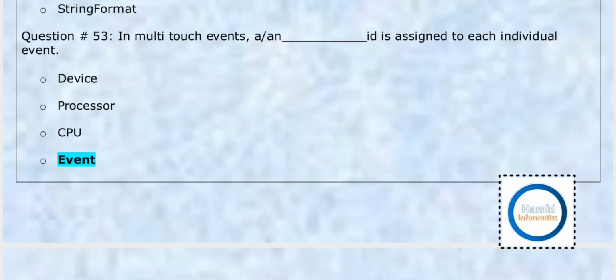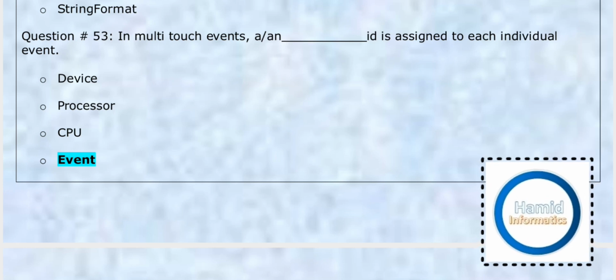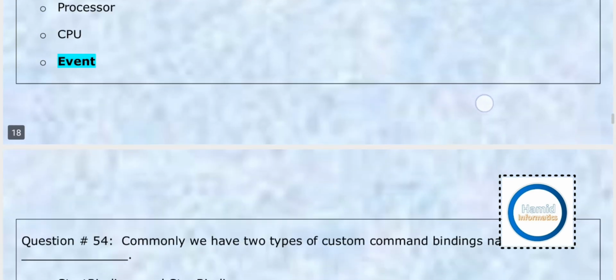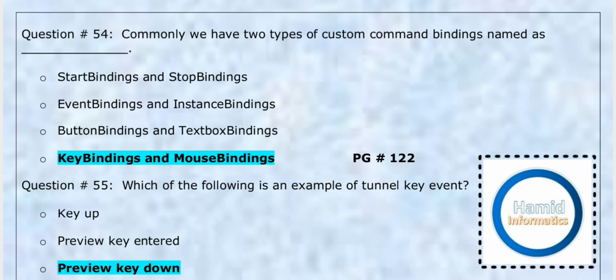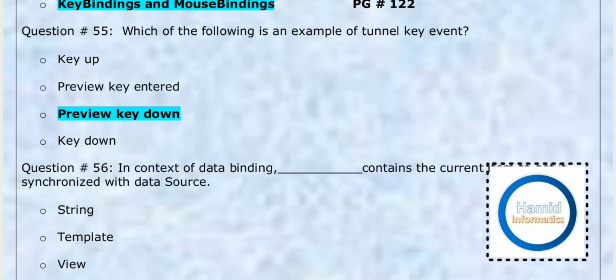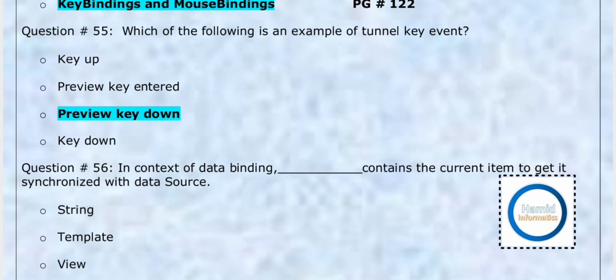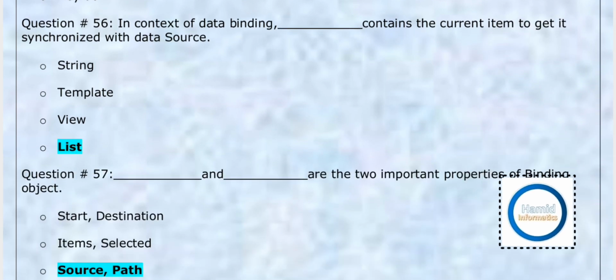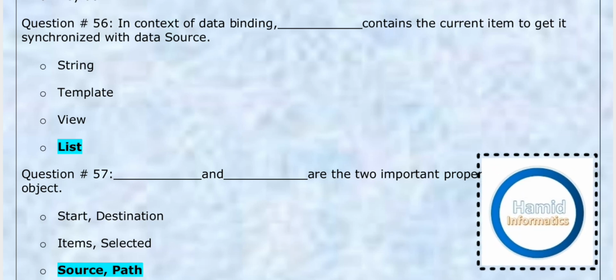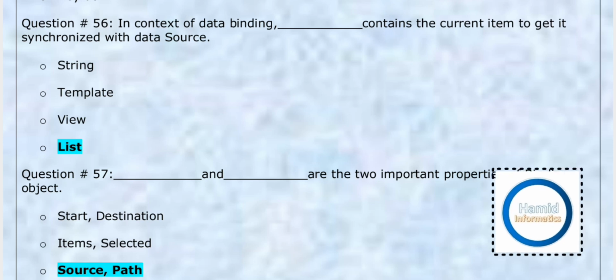In multi-touch event, an ID is assigned to each individual event. Commonly, we have two types of custom command bindings named as dash, and the answer is key bindings and mouse bindings. Which of the following is an example of a tunnel key event? And the answer is preview key down. In context of data binding, dash contains the current item to get it synchronized with the data source. And the answer is list.